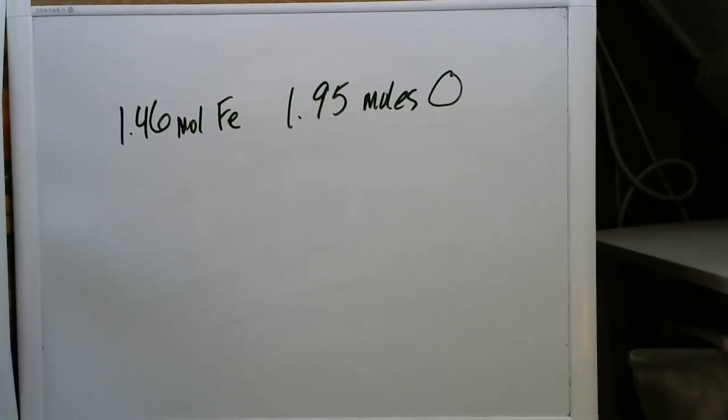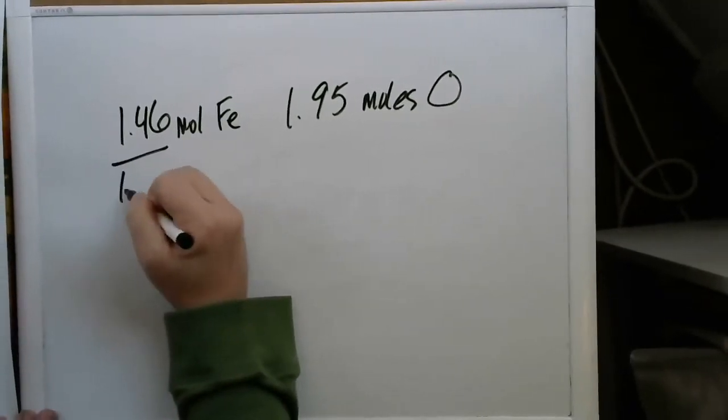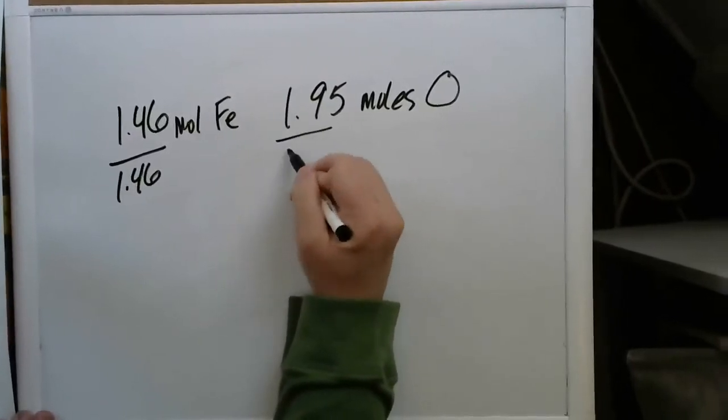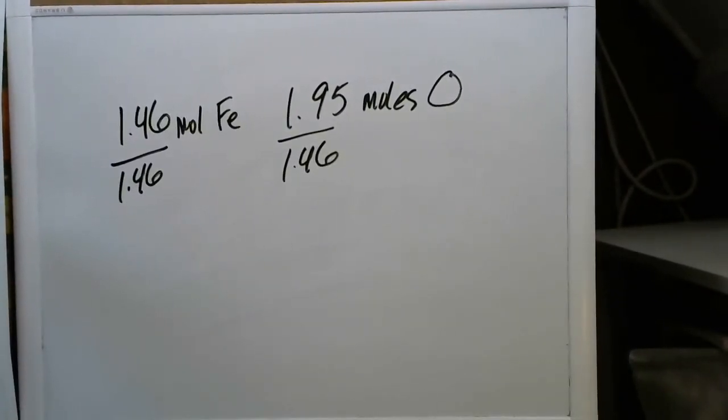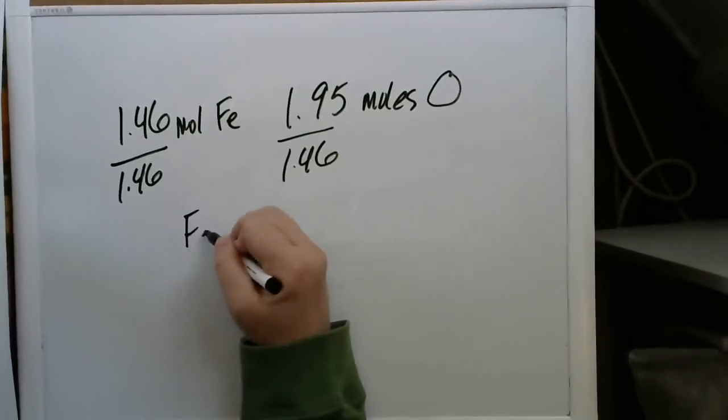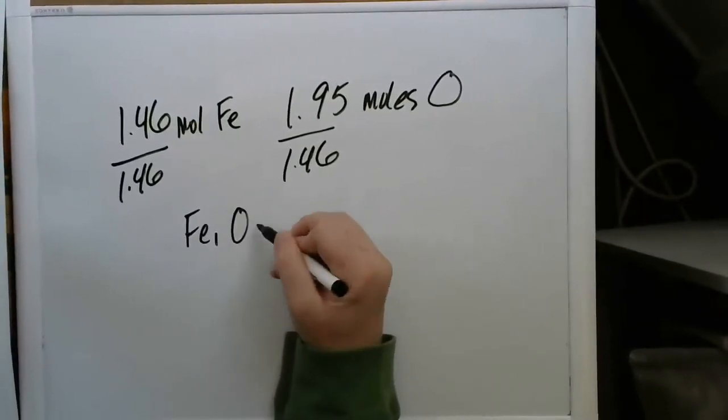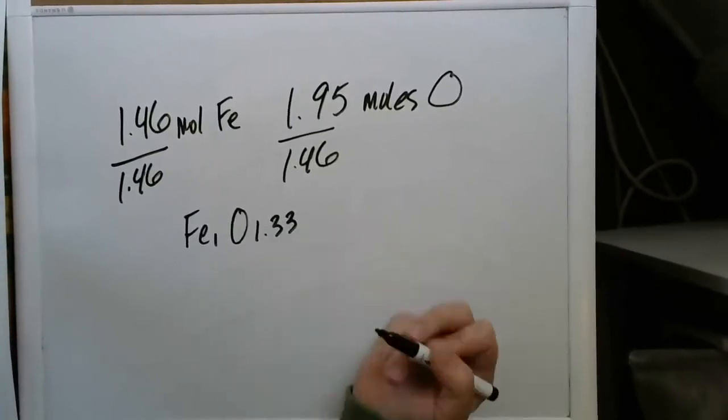Okay, I have these two mole values here. They're mole relationships between two elements that are in a compound. So what if I divide both mole values by the smaller of the two and see what their ratio is? Okay, and I get an Fe value of 1 and an oxygen value of 1.33.